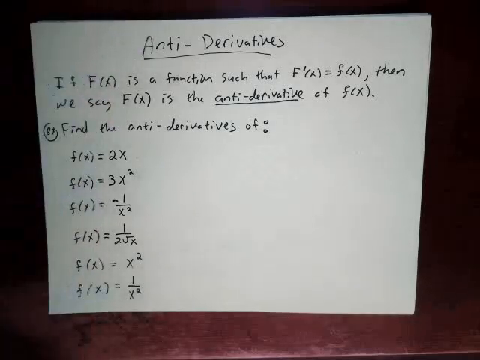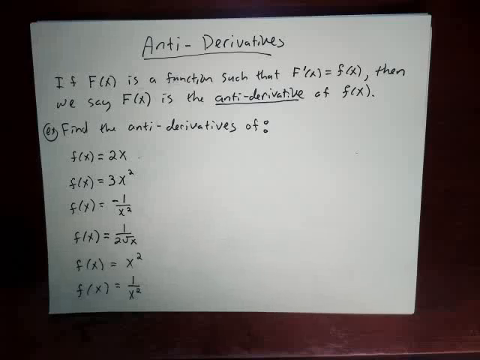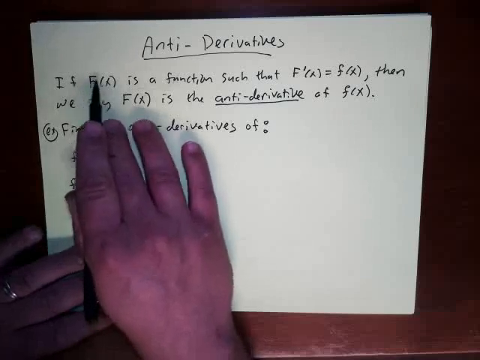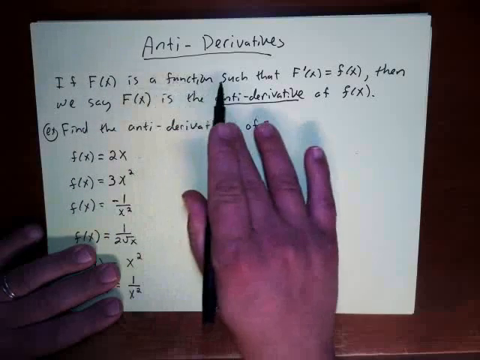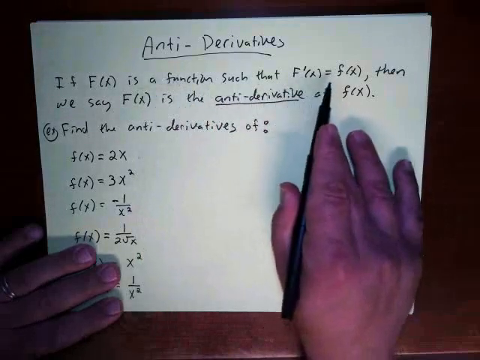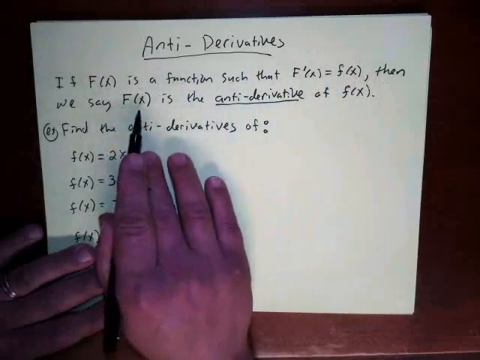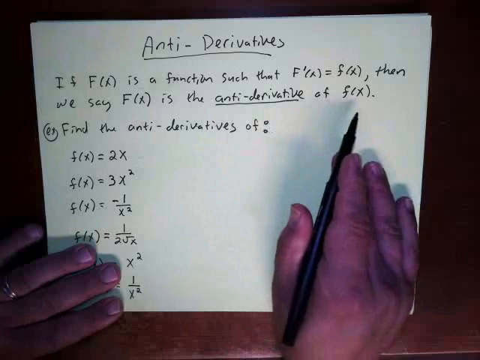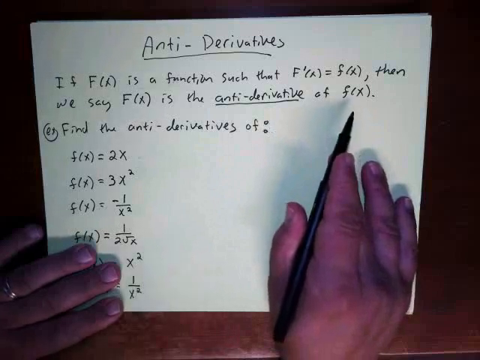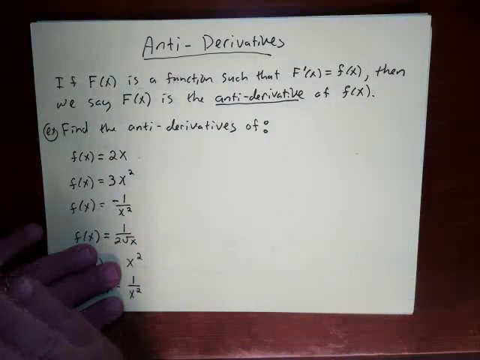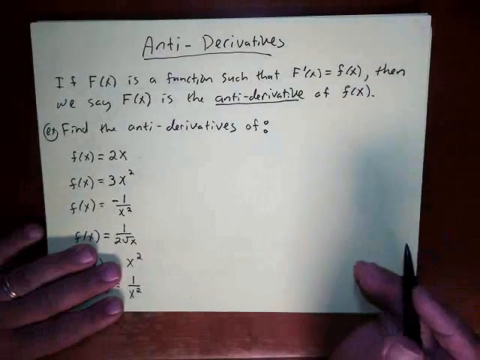We're now going to look at a really important concept known as antiderivatives. So this is the idea of kind of taking a derivative backwards. Basically, if capital F of x is a function such that when you take its derivative you get little f of x, then we say that capital F of x is the antiderivative of f of x. So the antiderivative of a function is the function whose derivative is equal to the given function.